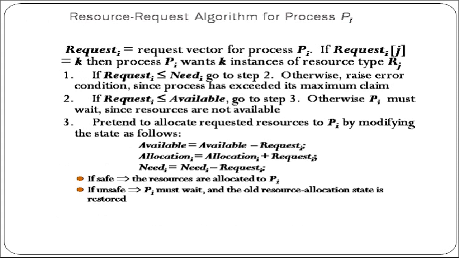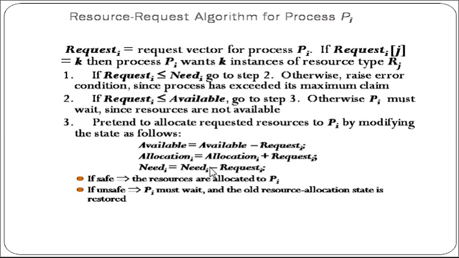Now the next algorithm is the resource request algorithm, which finds the safe sequence. Request of i is the request vector for process Pi. If request of i j is equal to k, then process Pi wants k instances of resource type Rj. If request i is less than or equal to need i, then we check whether the request is less than or equal to available. If so, we calculate the new available as available is equal to available minus request, and allocation is equal to allocation plus request.